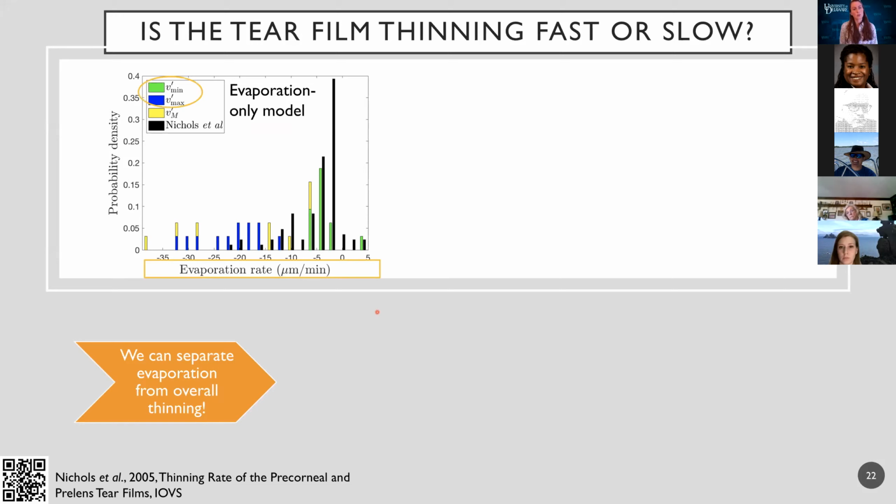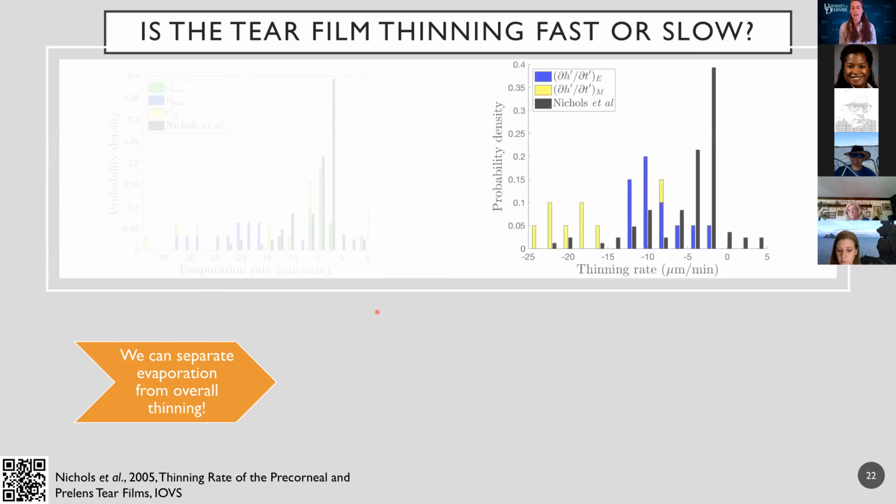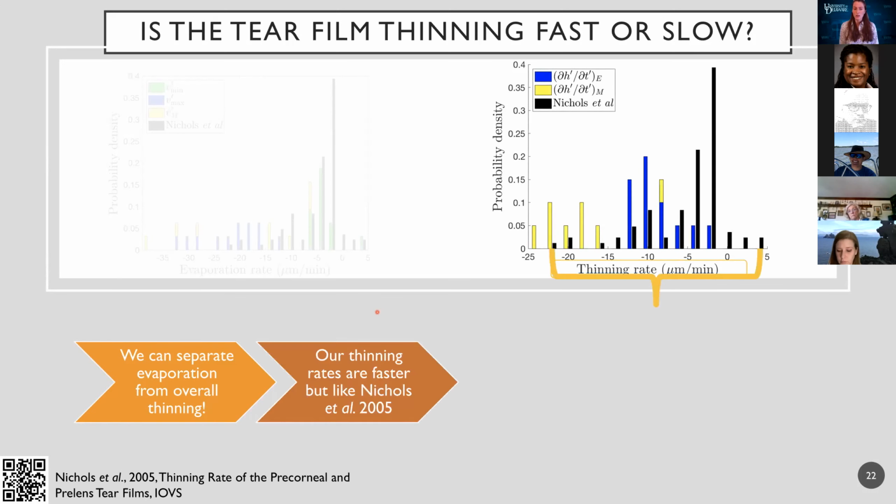So these first two here are from our evaporation-only model. The second is from our combination model. But the thing that's really important to look at that we can compare again with data is our overall thinning rates. So first of all, if we look at our results together, we have very good agreement with experimental values, right? We're only off a little bit, and we do expect our values to be faster because we're targeting breakup regions.